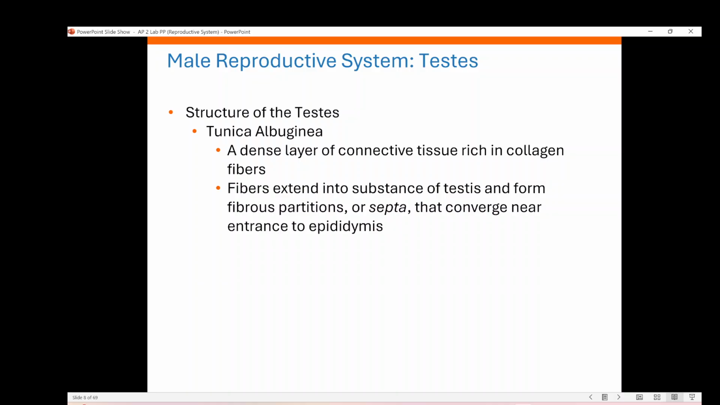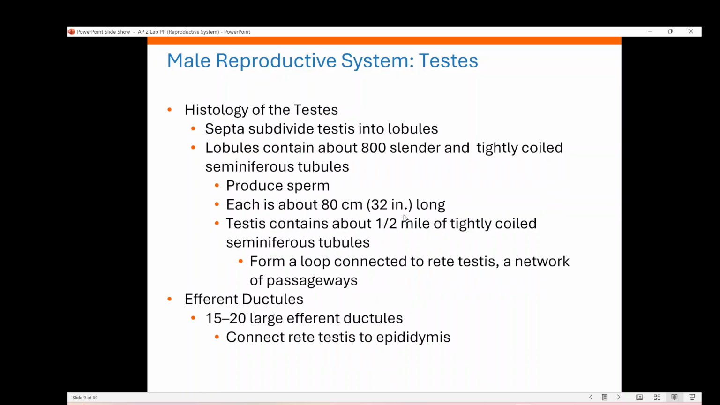If we were to do some dissection and take a look at the testes, we would see a white capsule around the testicle known as the tunica albuginea. This is a dense layer of connective tissue that's rich in collagen fibers. What's important is that these collagen fibers actually extend into the testicle, forming little partitions or walls known as septa. So let me show you a picture of that.